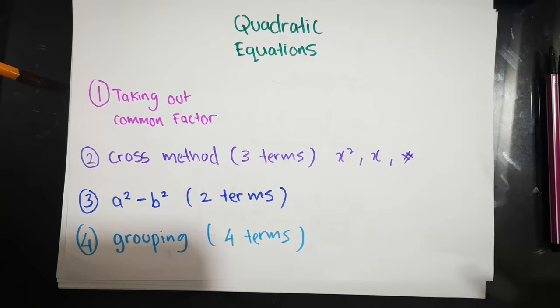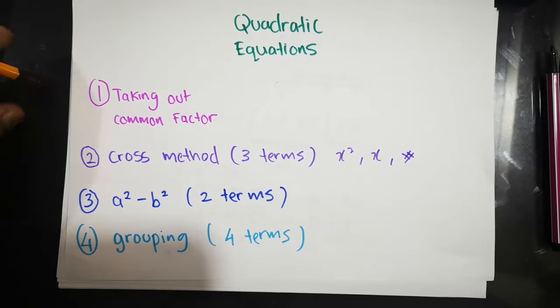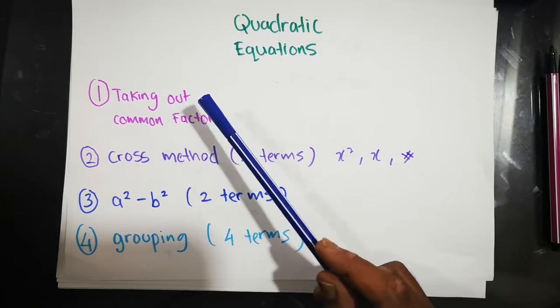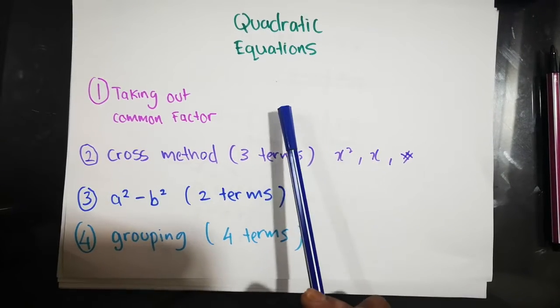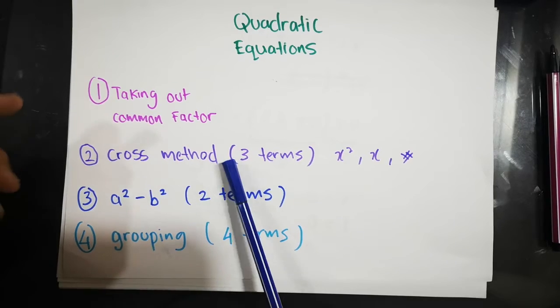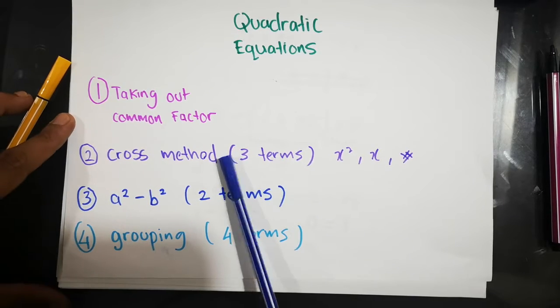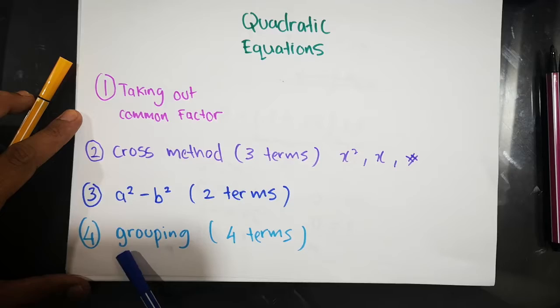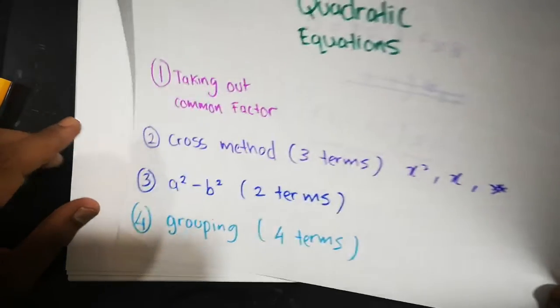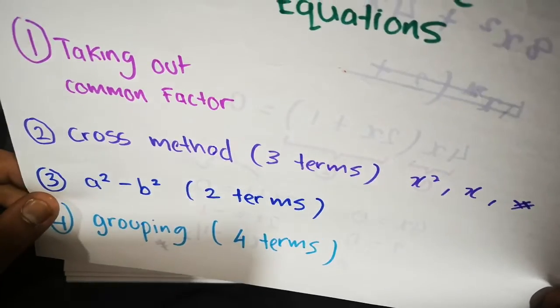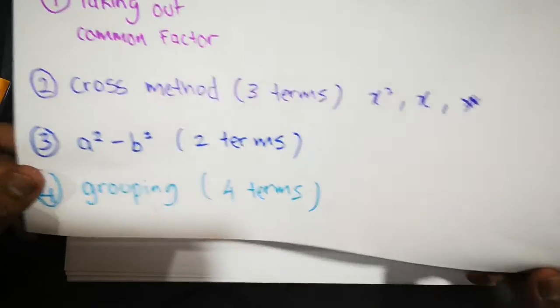So this is the second part of solving quadratic equations. In the first part, we learned how to solve them using step 1, which is taking out the common factor. The second way is the cross method. And now we are going to learn the grouping and also the a square minus b square. So let's start with method number 3, which is a square minus b square.